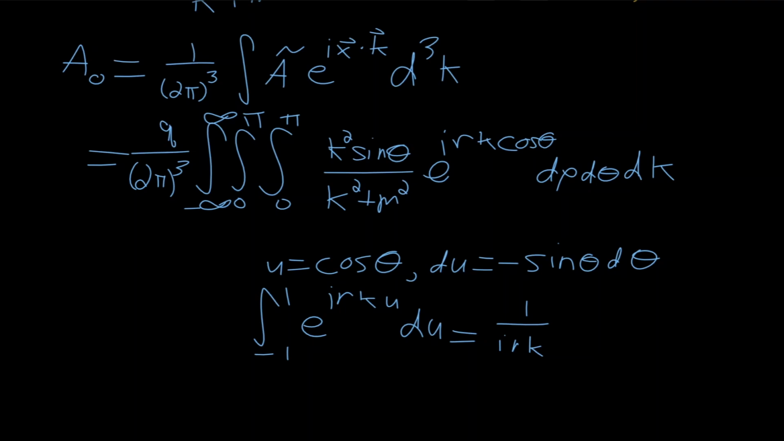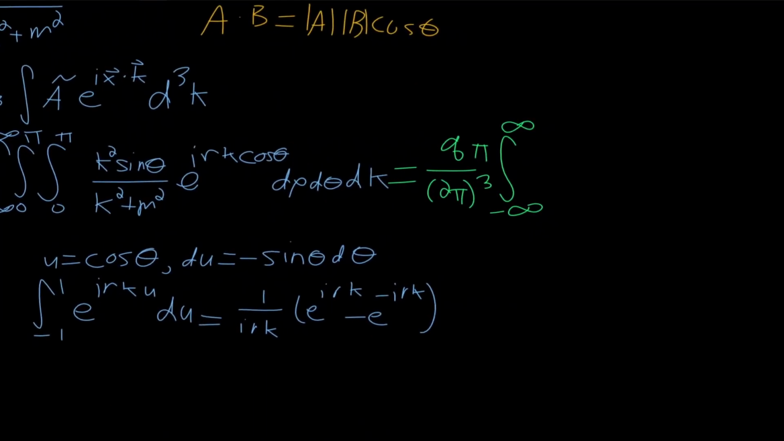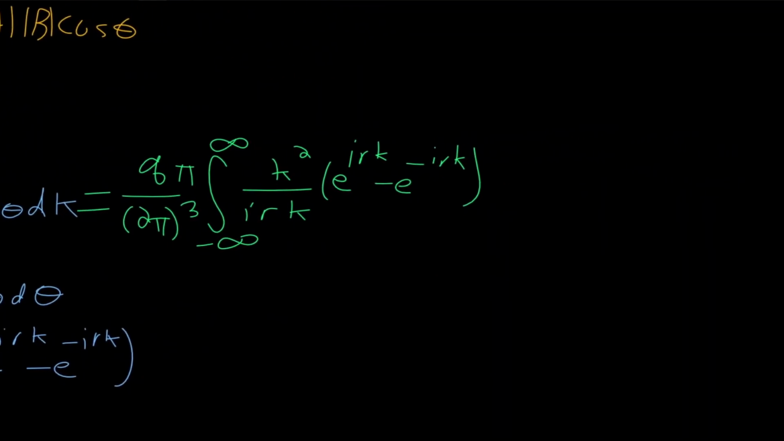And what this equals is 1 over i r k, times e to the i r k minus e to the minus i r k. That makes me angry. No, I'm kidding. Subbing this into our entire integral, this is what we're going to get. We're still going to have q over 2 pi all cubed, and then our integral from negative infinity to infinity, of course, and we might as well evaluate the phi integral out front. We just throw a pi right there, because it's 0 to pi, nothing crazy. But what we have then is a 1 over i r k, times k squared, times e to the i r k minus e to the minus i r k, and then our good old 1 over k squared plus m squared dk.